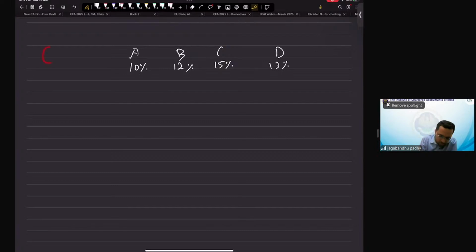If I tell you my cost of capital is 17%, can you tell me which of these 4 projects you are going to choose?